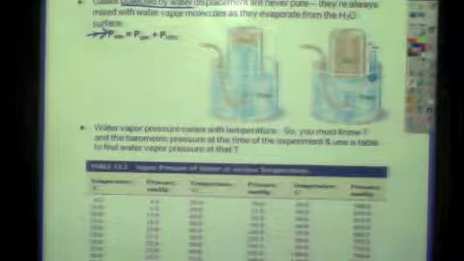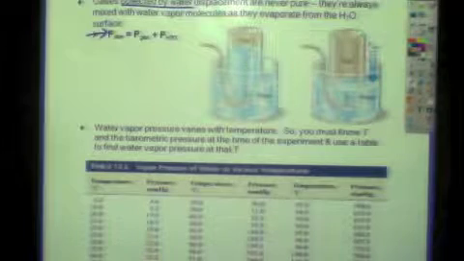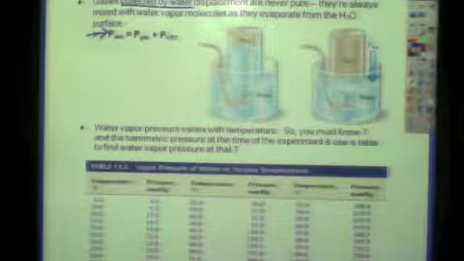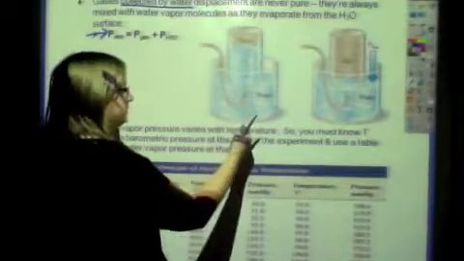PATM equals P gas plus PH2O. Now I'm going to explain what all those variables mean in just a second. I first want to explain the process of what's happening in the lab. So that's done in this picture here.